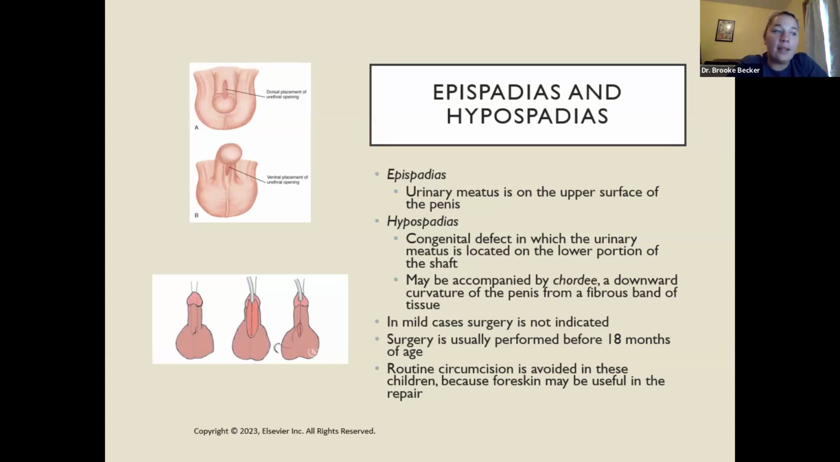And then the other thing is, if you notice a baby boy has epispadias or hypospadias, those kiddos do not get circumcised because they actually use that extra foreskin for the repair. So they leave those babies uncircumcised until they have the hypospadias or epispadias repair. They use that extra foreskin and then they do the circumcision during that process.